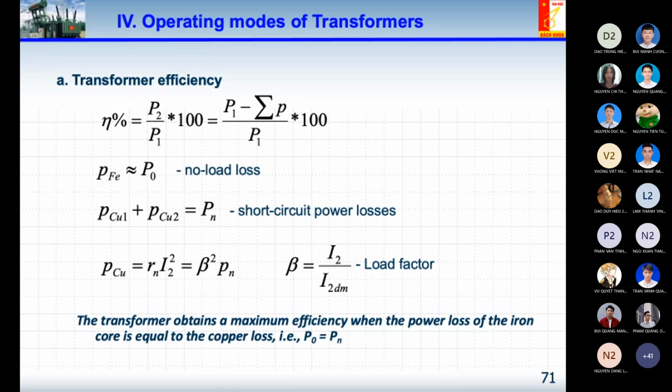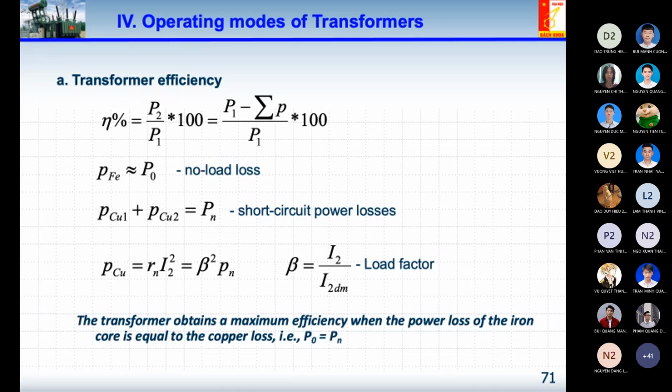Okay, and in addition, we get another new concept. PN is the short circuit power loss, equal to PC1 plus PC2 here. I think you should remember this, because sometimes in the test they will give you some parameters and ask you how to compute the short circuit power losses. Of course you have to know this concept well. It's very easy to compute, even in a few seconds.